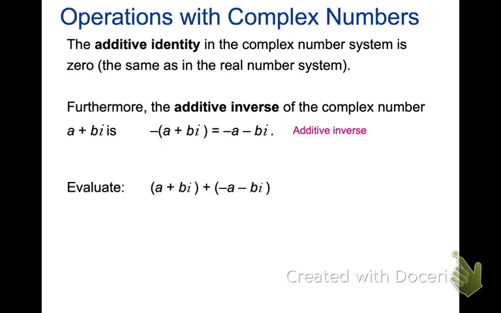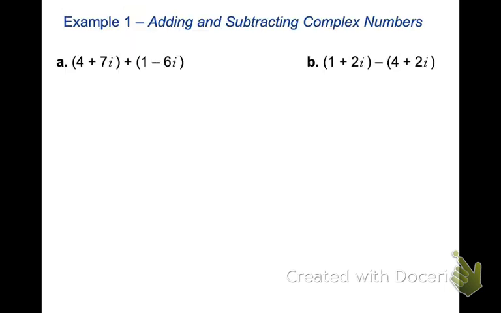Okay, what's this? A plus BI plus negative A minus BI. What's your answer? A minus A is 0. B minus B, 0. So the answer is 0. So that's why it's the additive inverse. That's a lot for nothing.